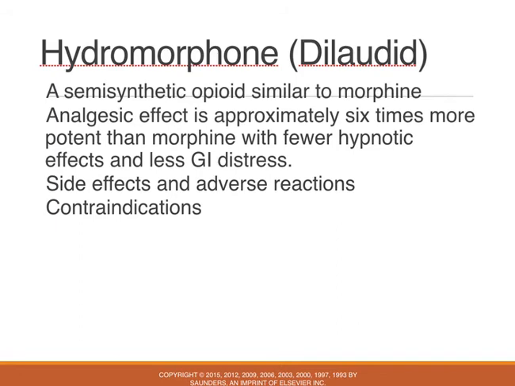Next one, this is another opioid. This is more powerful than morphine. It's similar to morphine, but it's more potent by approximately 6 times. And this is Dilaudid, hydromorphone. This is a semi-synthetic opioid, and it actually has fewer hypnotic effects and less GI distress. Many of the side effects are those that are common to opioids, like I mentioned numerous times before: respiratory depression, orthostatic hypotension, drowsiness, constipation, urinary retention.